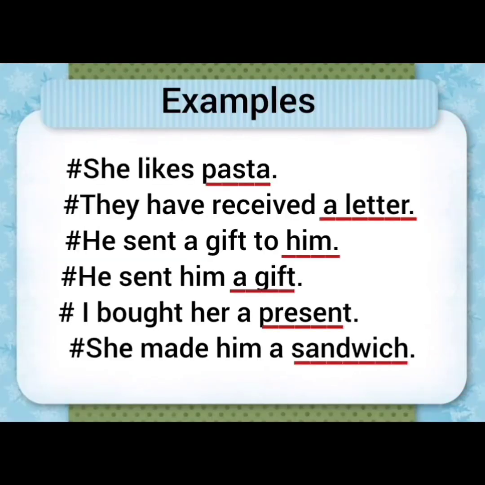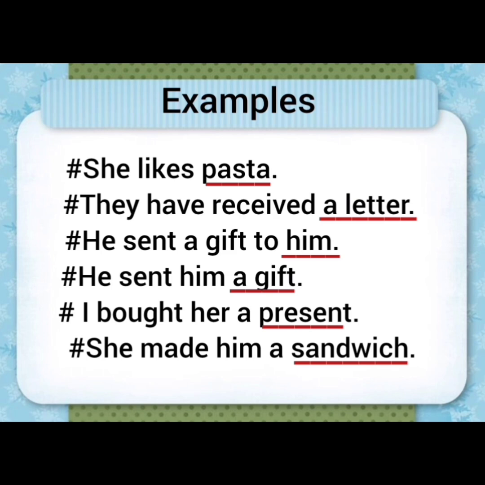She likes pasta. Now she is the subject, likes is the verb and pasta is the direct object that is written soon after the verb likes. They have received a letter. Now when we have the pattern of subject, verb and object, the direct object is written directly after the verb. Now he sent a gift to him. In this sentence, the direct object is a gift because it answers the question what. What did he send?